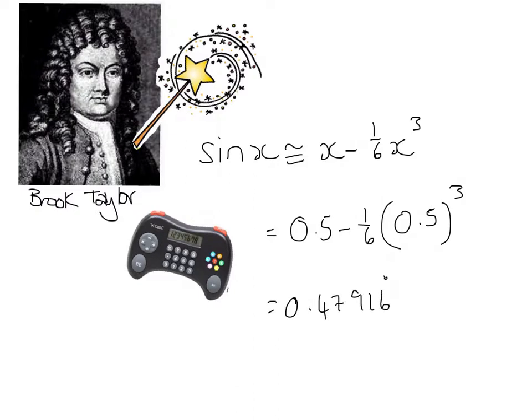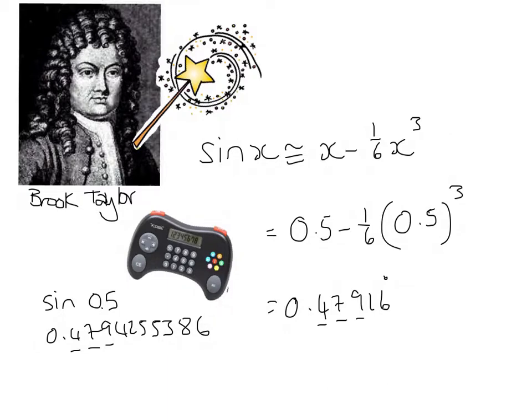0.47916 recurring. And we say, Brooke Taylor, you are a genius, because the true value of sine of 0.5, according to somebody's calculator that I borrowed, is 0.47942553886, and you've got 479479. That's really good. That's like 3 decimal places. Bang on. That's brilliant, that is.